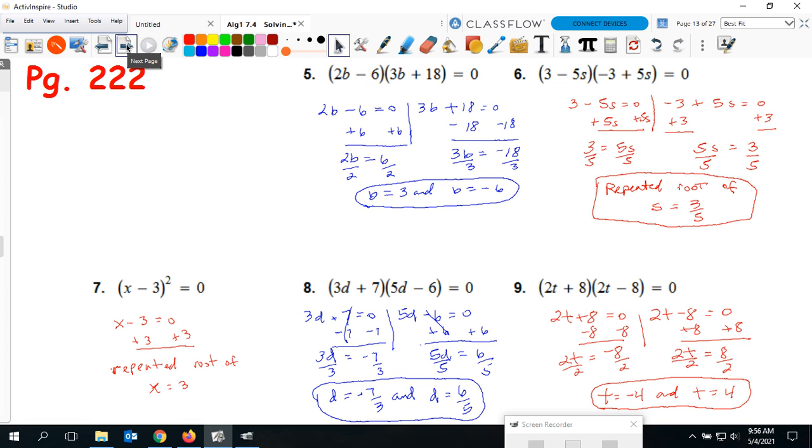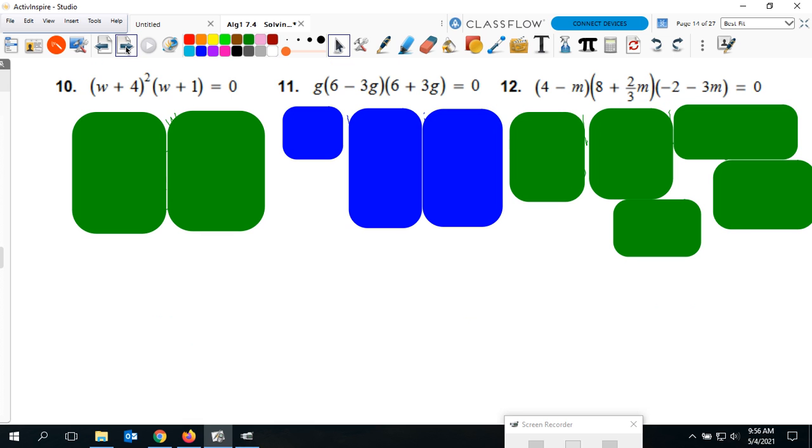All right, let's keep moving on. Number 10 through 12. So now we're looking at some that have maybe more than 2 factors. So on number 10, you could see w plus 4. There's 2 of those. So we're definitely going to have a repeating root from this one. And then there's going to be also a w minus 1.